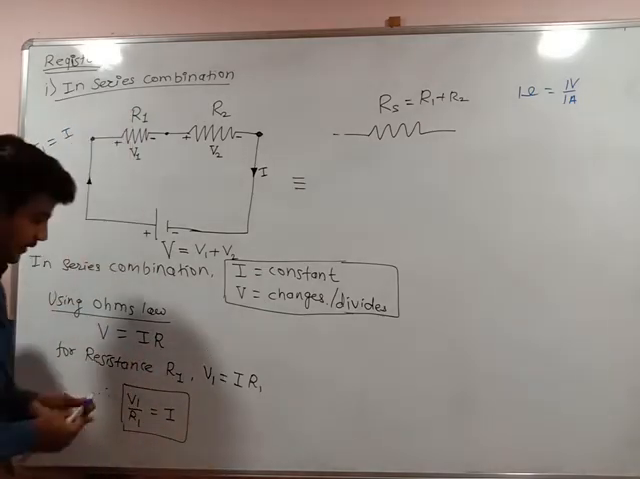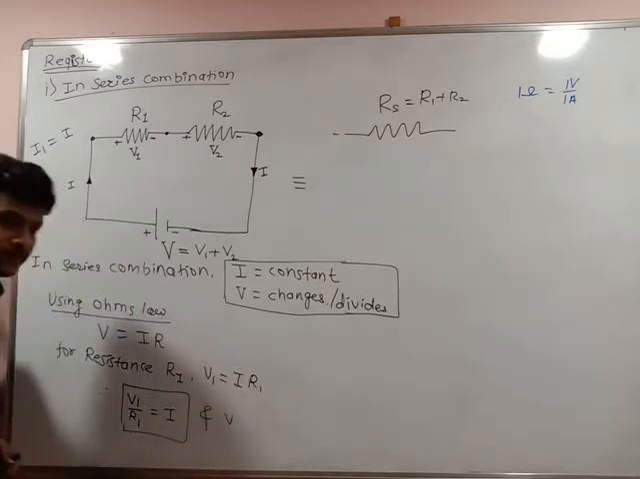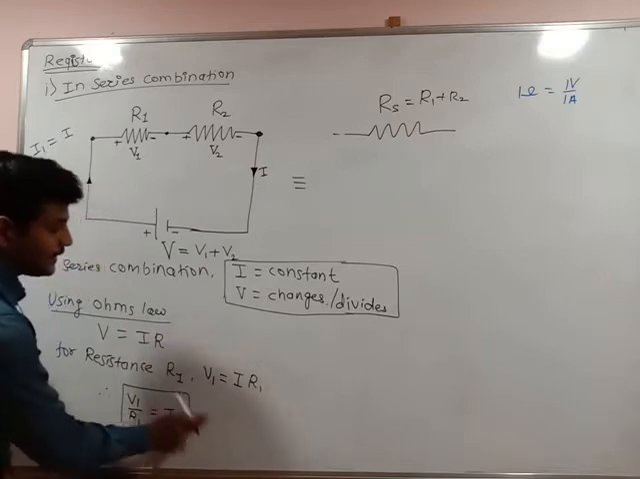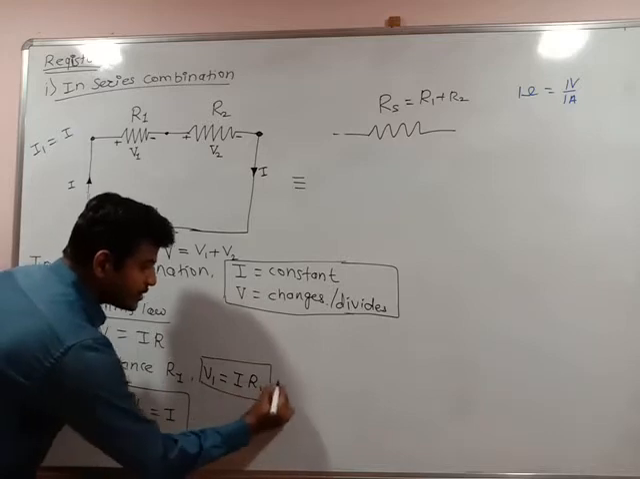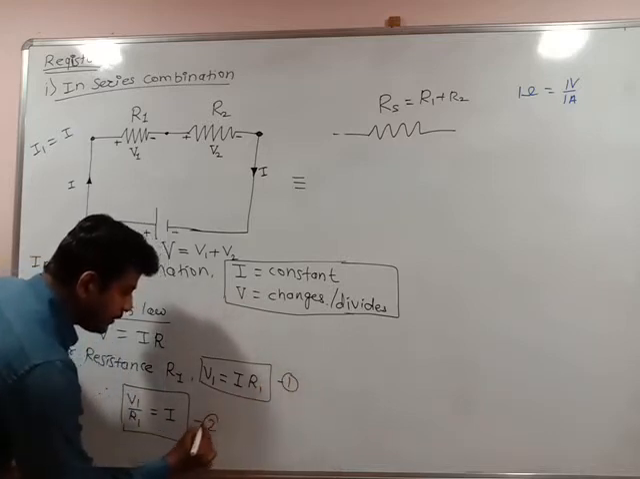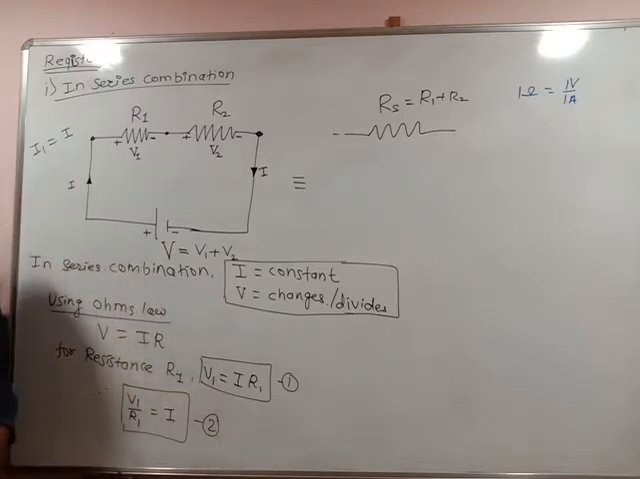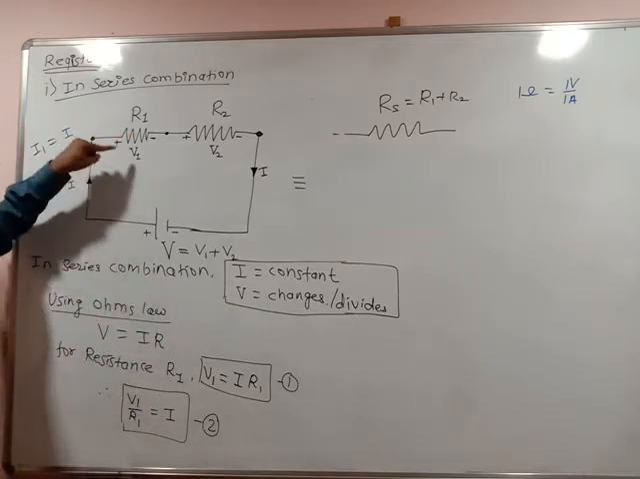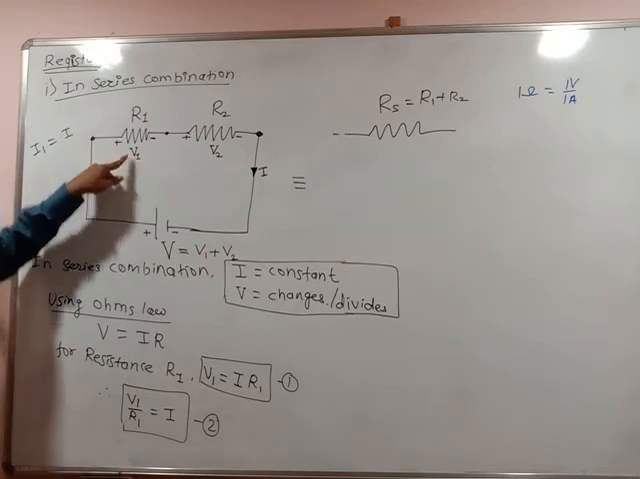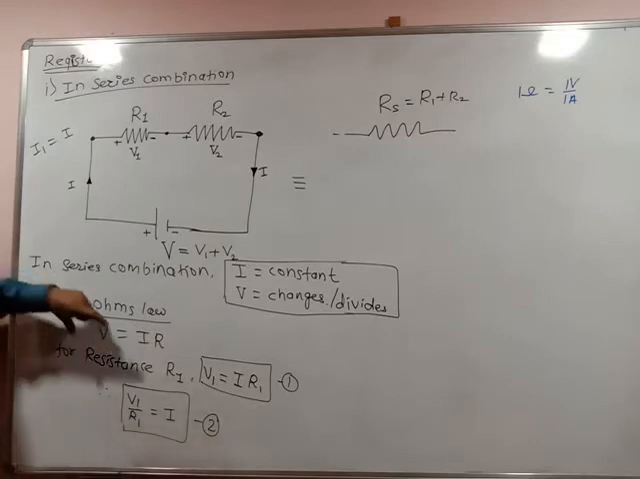Okay, this is the current that flows, and how much is the voltage? How much is the voltage that we know already? V1 is equal to I into R1. So I can write this as equation 1 and equation 2. Did you understand? See, how much current flows across R1? It is V1 upon R1. How much voltage developed across R1? It is I into R1 using Ohm's law. So this is the condition for resistance R1.